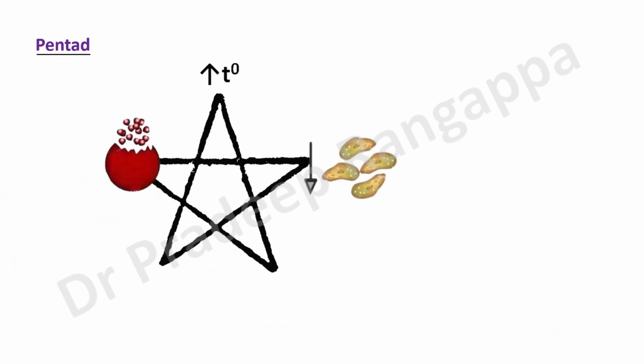Typically, when you look at TTP, it consists of a pentad of symptoms. It consists of five typical hallmark features. The first one is that patients tend to have fever and thrombocytopenia, so they have low platelets. And the key hallmark is they will have hemolysis.